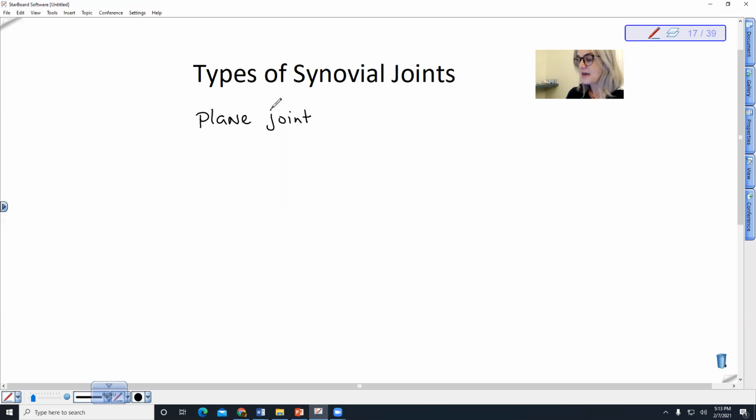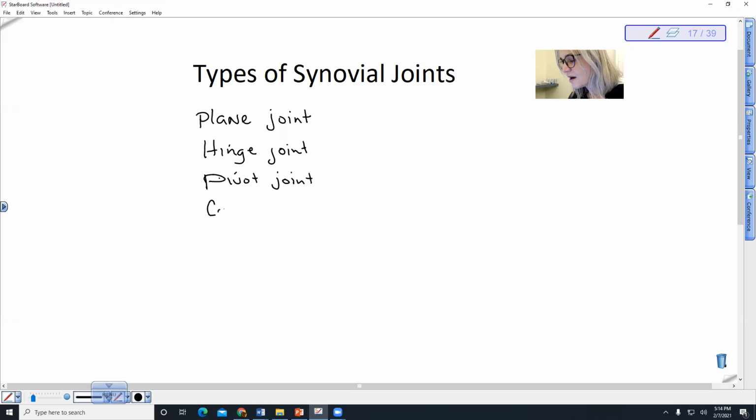We also have the hinge joint. So if you think about a hinge joint, like a door, your elbow is an example of a hinge joint. We have a pivot joint. The radius and the ulna pivot around each other. So the radio-ulnar joints are actually pivot joints. We also could talk about the pivot joint in the neck with the dens coming up. That would be another example of a pivot joint.